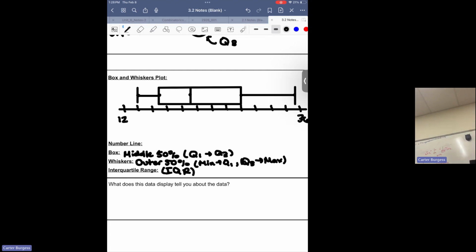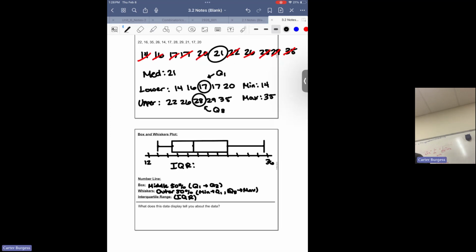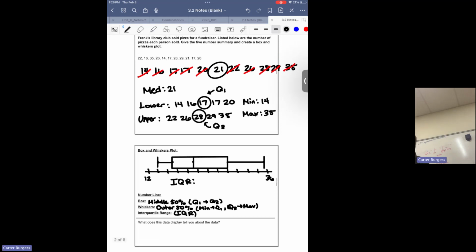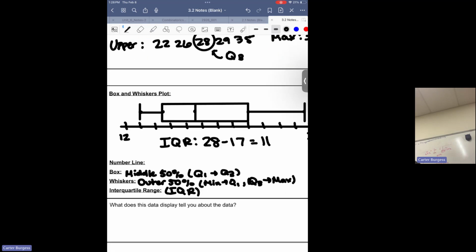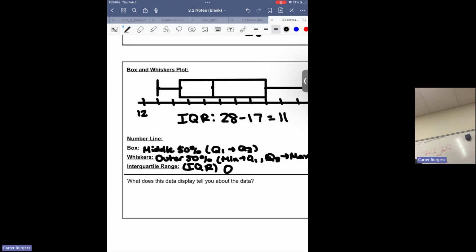For this particular example, how much space is there between Q1 and Q3? Each hash represents 2. So 11. How do we get 11? Yeah, each tick mark represents 2, and we are halfway in between tick marks. So in this case, 28 minus 17 tells us that there is a space of 11. And so we can find the IQR very easily by just doing Q3 minus Q1.